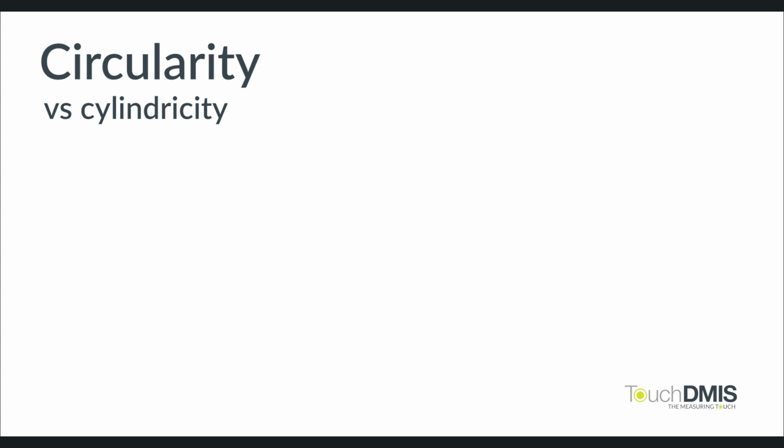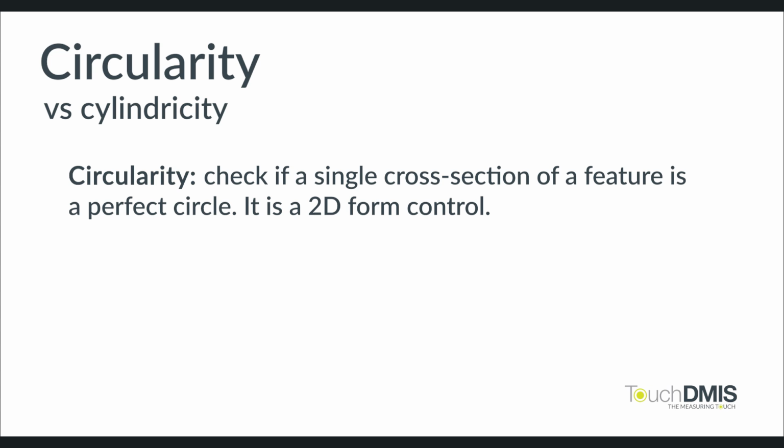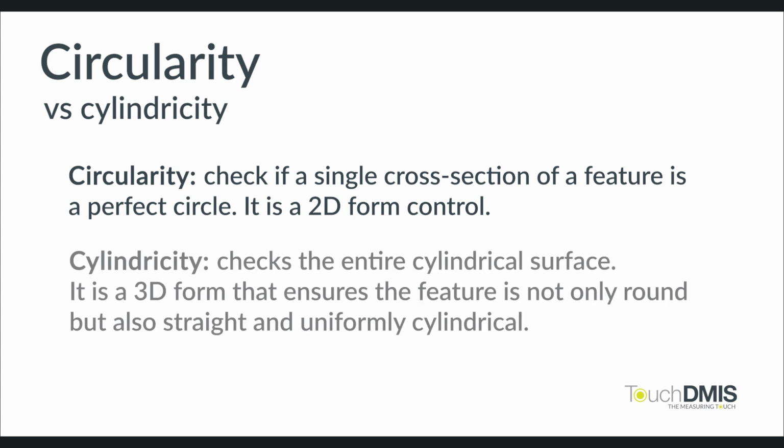However, don't confuse circularity with cylindricity. They are two different controls. Circularity checks whether a feature's cross-section is a perfect circle. It is a 2D form control applied to one slice of the part at a time, while cylindricity checks the entire cylindrical surface at once. It is a 3D form control that combines circularity and straightness, ensuring the feature is not only round but also straight and uniformly cylindrical along its full length.